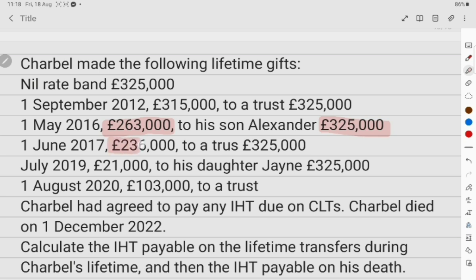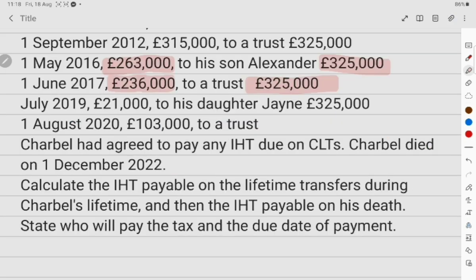On 1st June 17, the gift is to trust again, and the gift is for 2,36,000, and also the nil rate band is 3,25,000. Now, July 19, the gift is for 21,000 to his daughter Jane. At that date, again the nil rate band is 3,25,000. And last, the gift is made on 1st August 2020. Gift is for 1,03,000 to a trust. Again, the nil rate band at that date is 3,25,000.